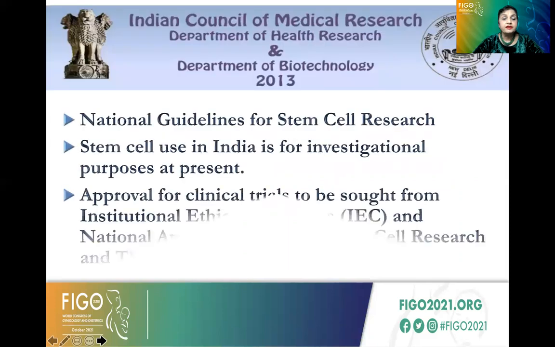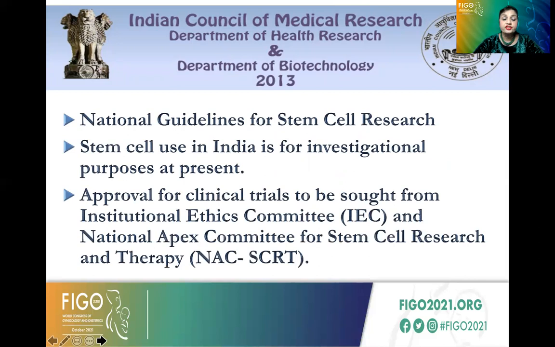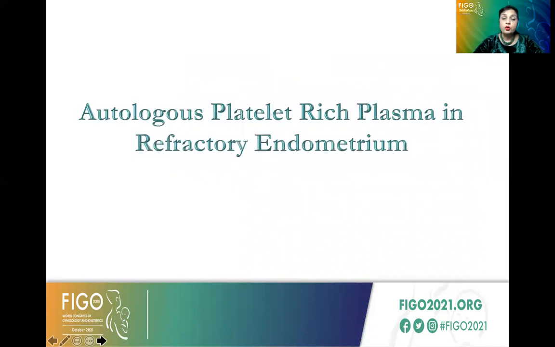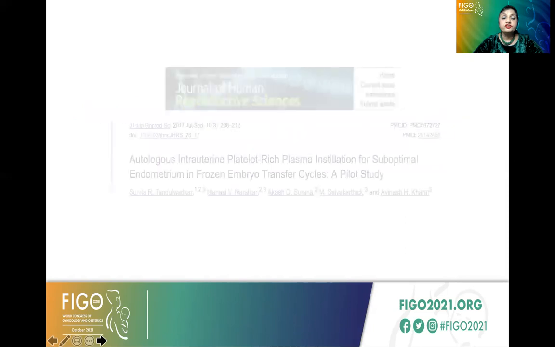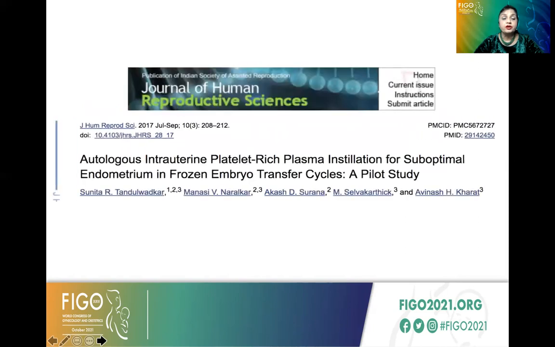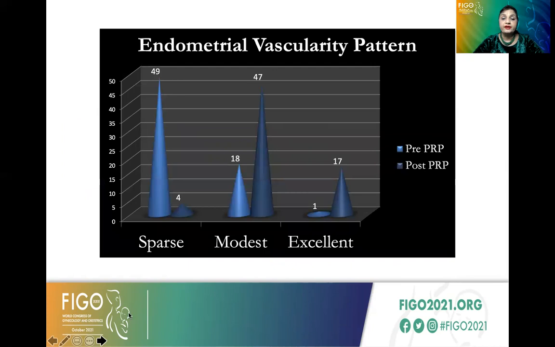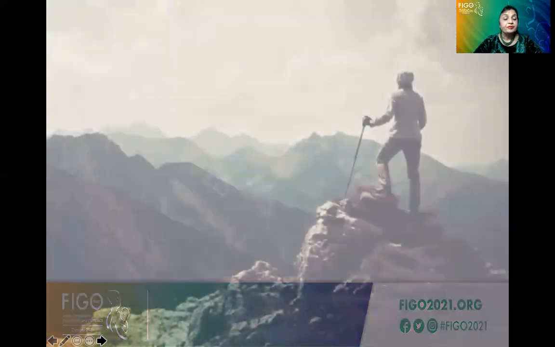There are ethical concerns in India, and the ICMR has its own restrictions, and still autologous bone marrow derived stem cells in infertility is considered as research. We at Solo Stem Cell got a permission to do the clinical trials, and I have just 30 seconds more. I will talk about PRP, the platelet rich plasma, for such refractory endometrium, the paper which we published in 2017, where we got not only improvement in the thickness, but also the sparse vascularity has become moderate vascularity. So one can think about, even after the stem cells, doing periodic platelet rich plasma instillation and working on the cavity.